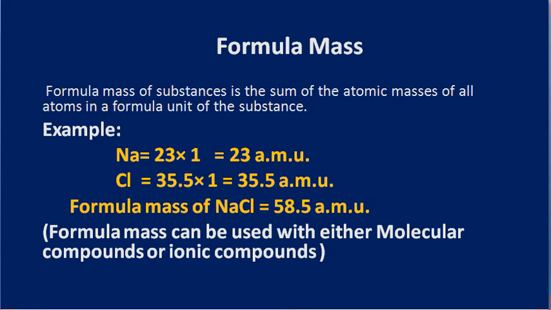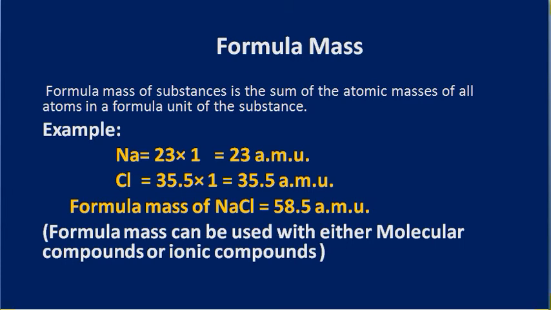So how will we calculate? The formula mass of a substance is the sum of the atomic masses of all atoms in a formula unit of the substance. Same as we have done for molecular mass. If we see NaCl, it is an ionic compound. So how will we find its formula mass?